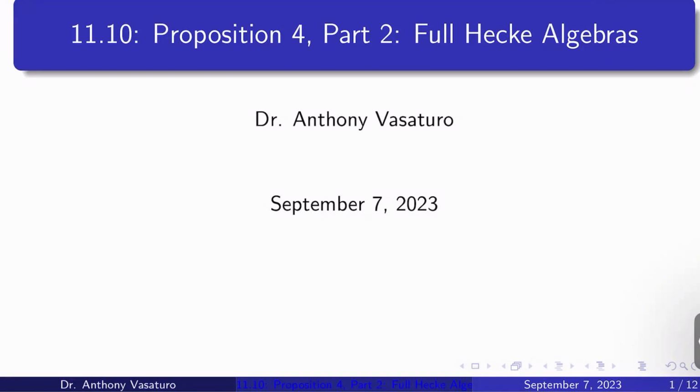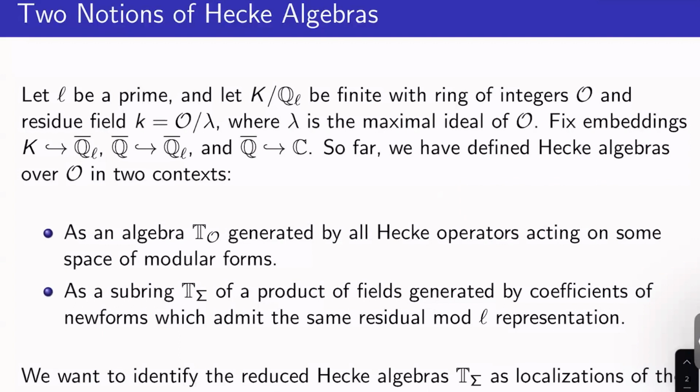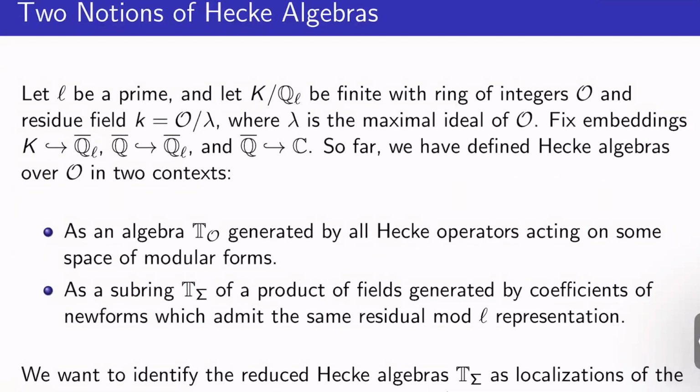Let's get into it. So right now we have two notions of Hecke algebras. Let's let L be a prime. We'll let K over Q_L be a finite extension with ring of integers O and residue field k equals O mod lambda, where lambda is the maximal ideal of O. We'll also fix embeddings K into Q bar L, Q bar into Q bar L, and Q bar into C.